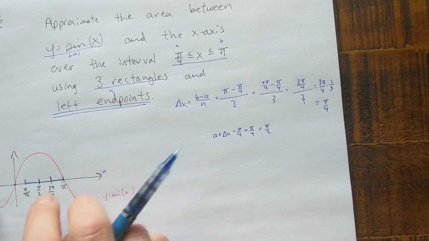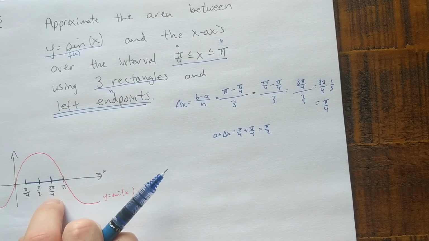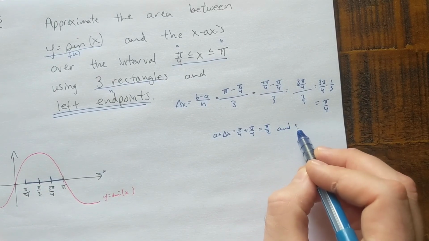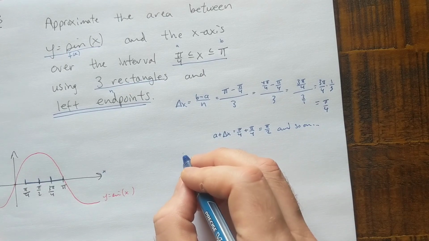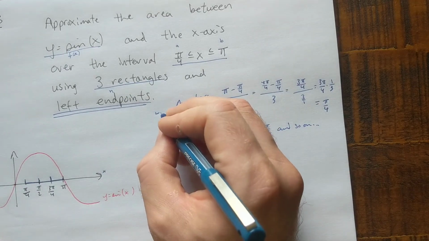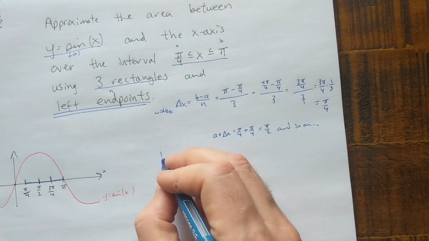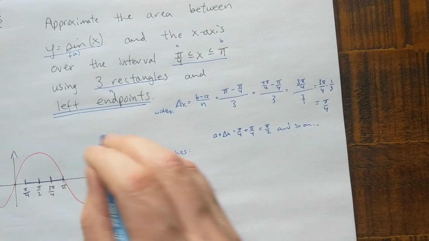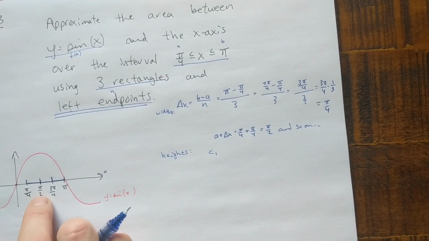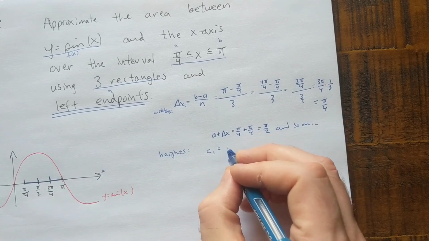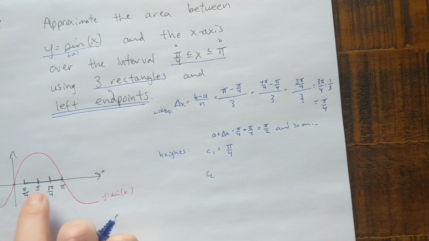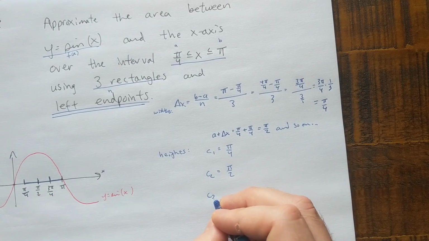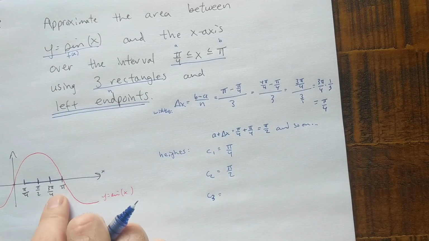So here are my 3 rectangles, right? From pi over 4 to pi over 2, pi over 2 to 3 pi over 4, and 3 pi over 4 to pi. Okay, so what do the heights look like? This is the width, all the widths. So for the heights, the sample points are left endpoints. So c sub 1 is the left endpoint of the first interval, which is pi over 4. c sub 2 is the left endpoint of the second interval, which is pi over 2. And c sub 3 is the left endpoint of the third interval, which is 3 pi over 4.